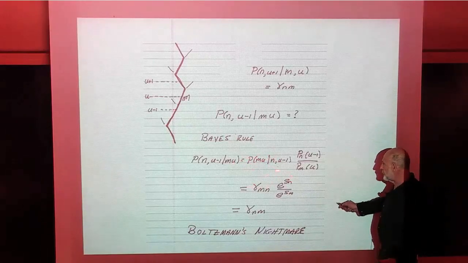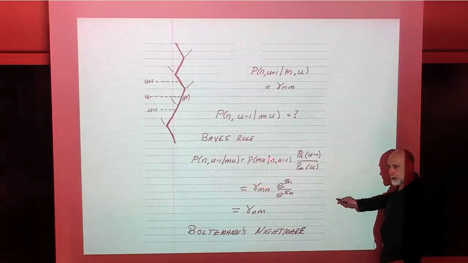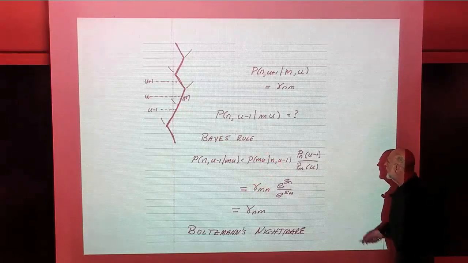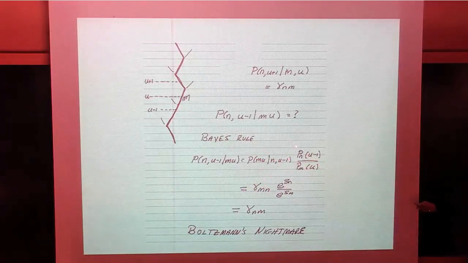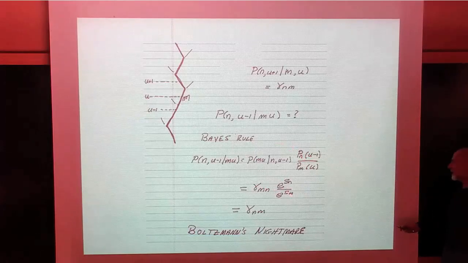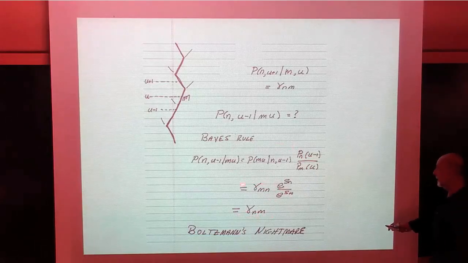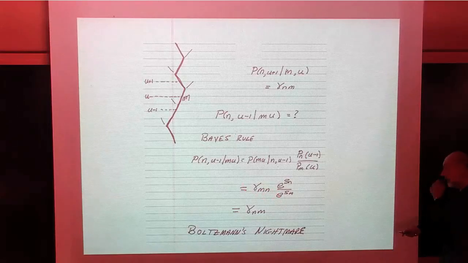This is just gamma N goes to M for this piece. N goes to M. But we have to multiply it by this ratio. And this ratio is just e to the Sn over e to the Sm. And it is just gamma N M. It just interchanges M and N here. That's the nature of detailed balance.